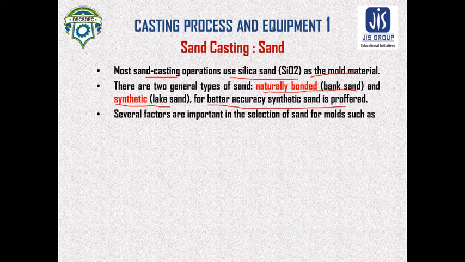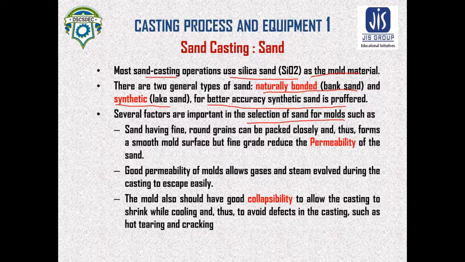There are several important factors for the selection of the sand for the mold. First, the sand should have fine round grains and can be packed closely. Thus, it can form a smooth mold. But due to this, if the sand grains are fine, they reduce the permeability of the sand. Permeability means presence of porosity or presence of pores.